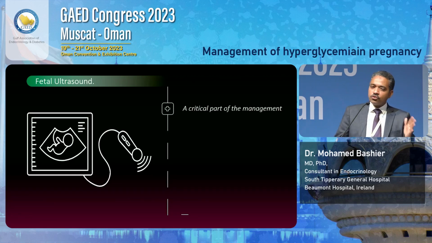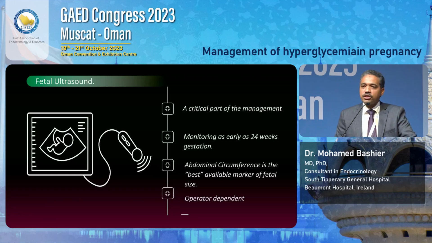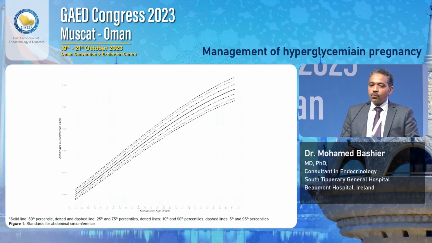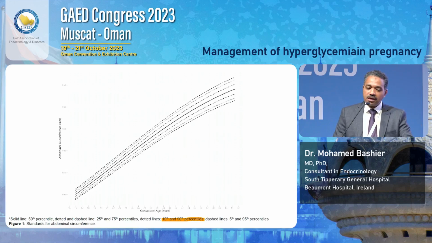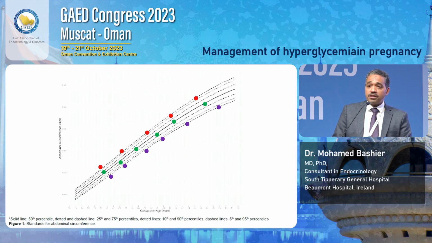It is better to start as early as 24 weeks gestation. Abdominal circumference of the baby is the best available marker to monitor from our point of view. Usually, we aim to keep it between the 10th and 90th percentile. Some units will use the 5th to 95th percentile, but we use the 10th to 90th percentile. And when you plot it, you can see that babies can behave in different ways. Babies could start small and continue to be small. Some are large and continue to be large. And some of them will continue across in a steady growth.